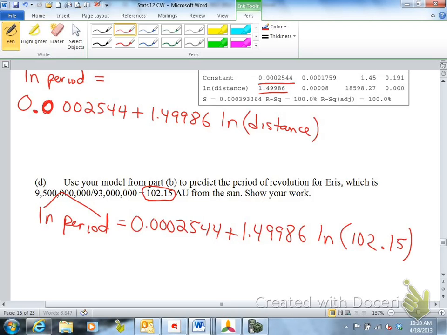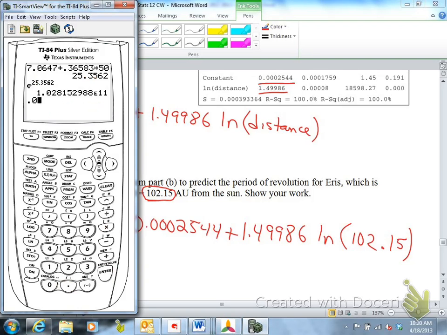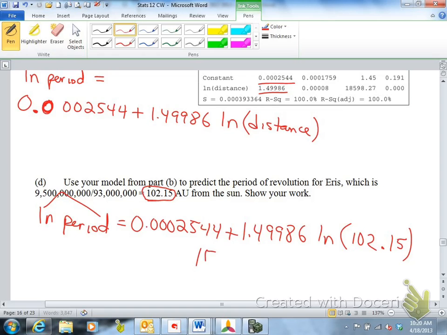102.15. So you could type everything in on the right into your calculator and then get rid of the ln on the left side. So you'd have 0.0002544 plus 1.49986 times ln of 102.15. So you get this number, 153.21, which is ln period.